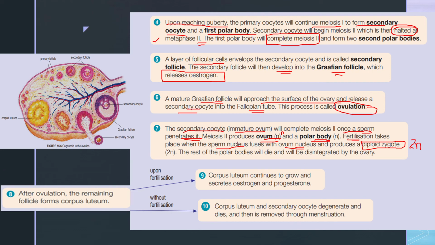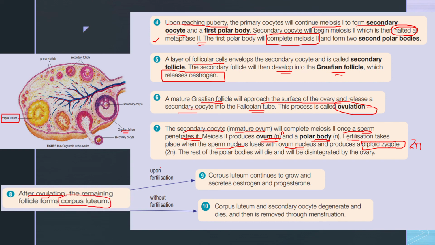Okay, so here after ovulation, okay, this is it, refer to the ovary. Right here, after ovulation, what happened is the remaining follicles, just now we have the primary follicle, secondary follicle, and then we have the Graafian follicle. Now the remaining follicle has got another name here, corpus luteum. Okay, corpus luteum is significant.